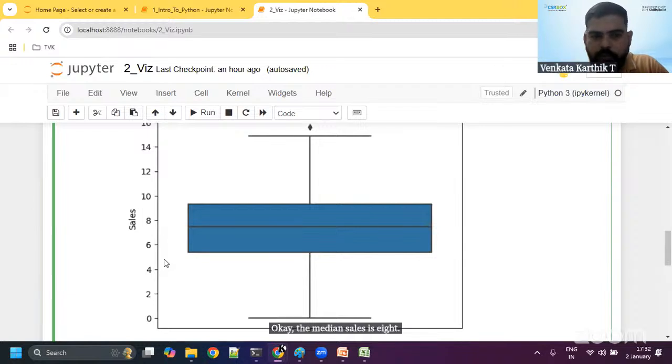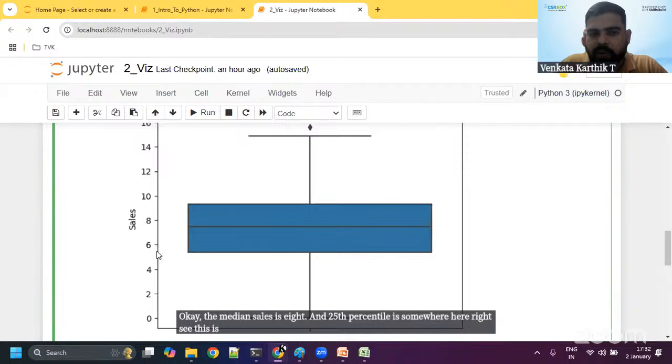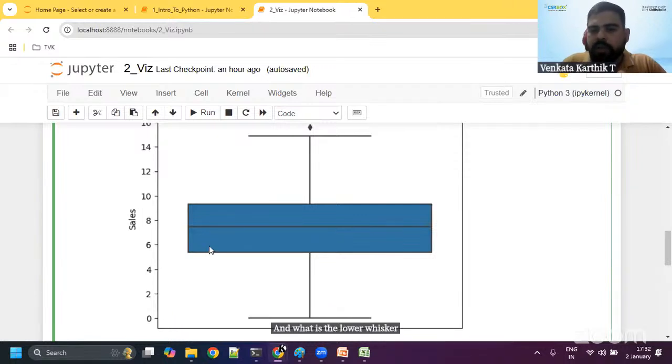And 25th percentile is somewhere here, right? Somewhere around 5.7, 5.8. And what is the lower whisker? What is the minimum value in this? Excellent. It is 0, right? So that is how you interpret this box plot.